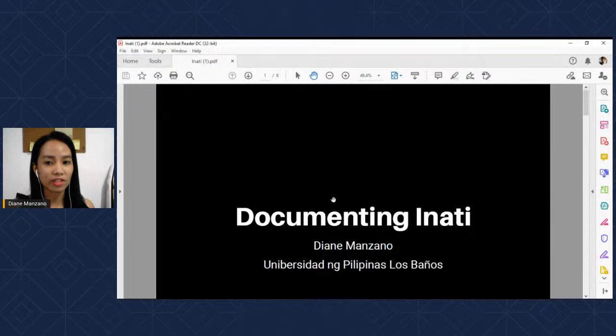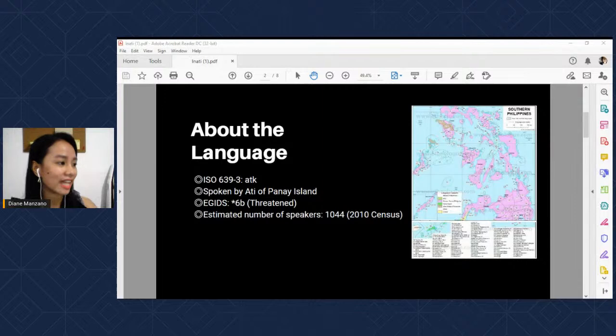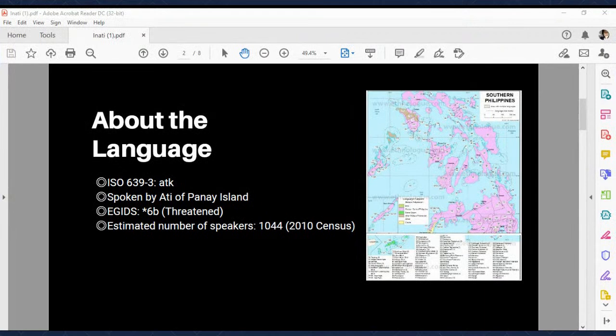So Inate or Inete is a language spoken by the Ate ethnolinguistic group of Panay Island. In the current issue of Ethnologue, the status of the language in the EGIDS scale is 6b, or threatened, with 1,500 native speakers. It is, however, tagged with an asterisk symbol indicating the need for an updated field report of the language. Now, according to the 2010 Census of Population and Housing conducted by the Philippine Statistics Authority, 227 households speak Inate.